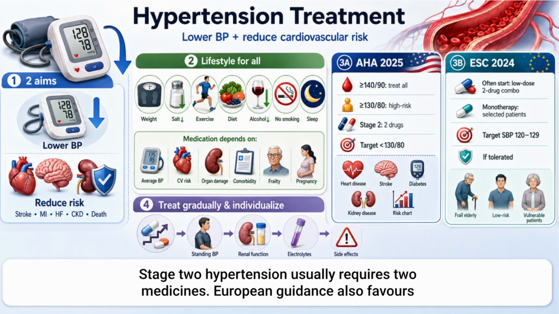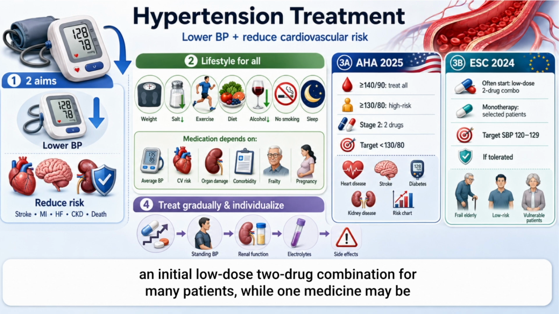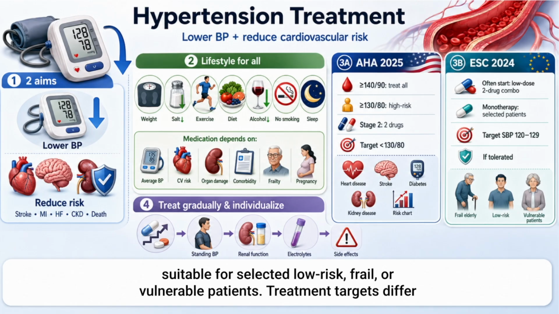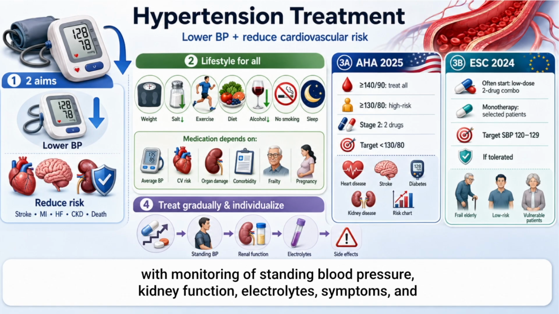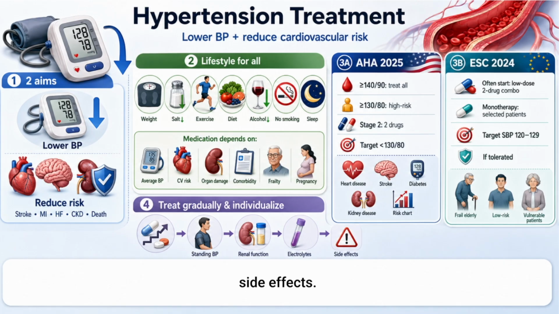European guidance also favors an initial low-dose two-drug combination for many patients, while one medicine may be suitable for selected low-risk, frail, or vulnerable patients. Treatment targets differ slightly between guidelines, but therapy should always be gradual and individualized, with monitoring of standing blood pressure, kidney function, electrolyte symptoms, and side effects.